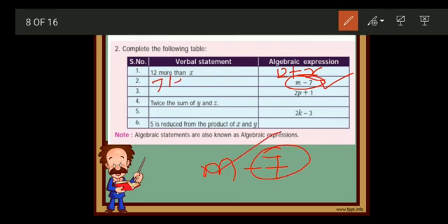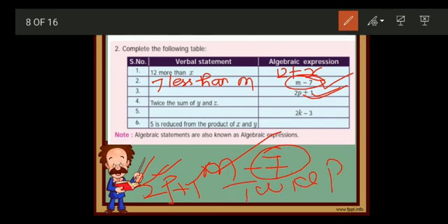So 7 less than m. See the third one, 2p plus 1. So what is 2p? You are multiplying p with 2. Right, you are doubling the p, and you are adding 1 to that. So 2p plus 1 is 1 more than 2p. But 2p is doubling. That is twice. Right. So twice p plus 1. Okay. So this is 1 more than twice p.